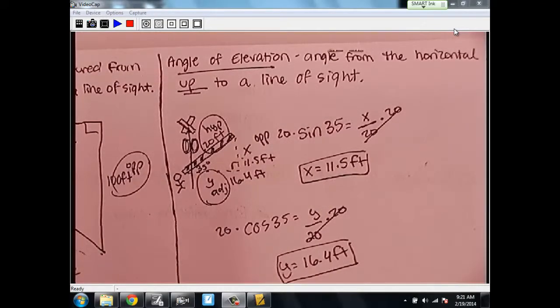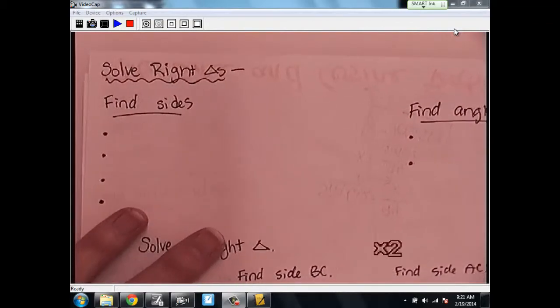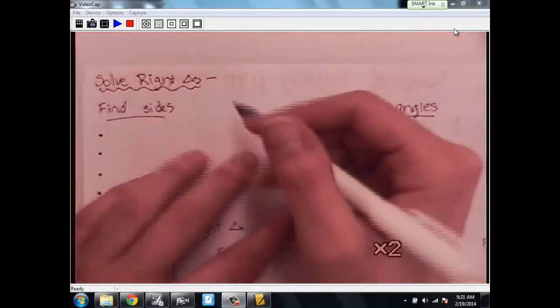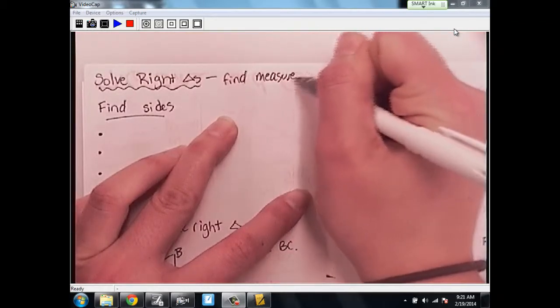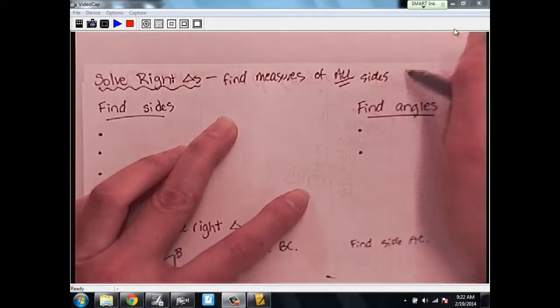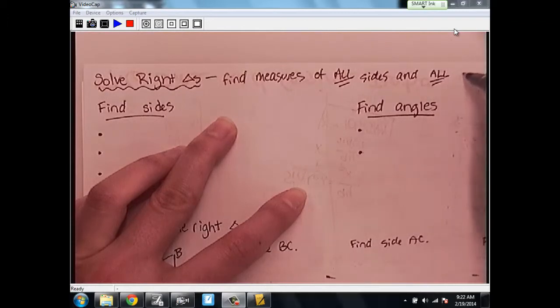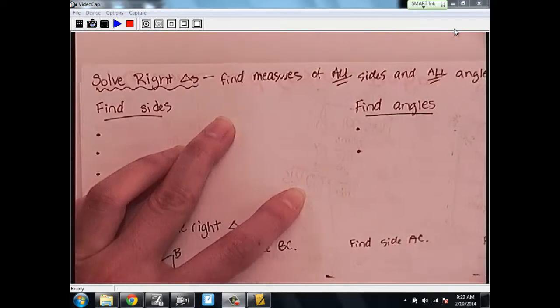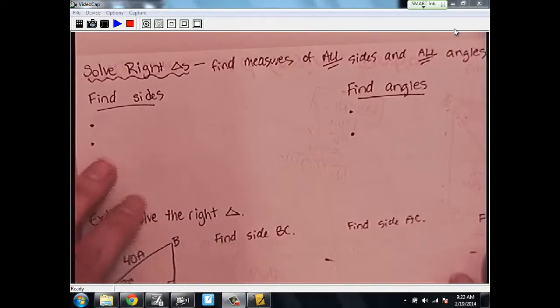Let's do 7.7 next. If we solve right triangles, 7.7 just takes it all and pulls it all together for us right now. Okay? It's nothing new. We just need to do a couple steps in one. Solving right triangles, this means we find the measures of all sides and all angles. Find the measures of all sides and all angles.